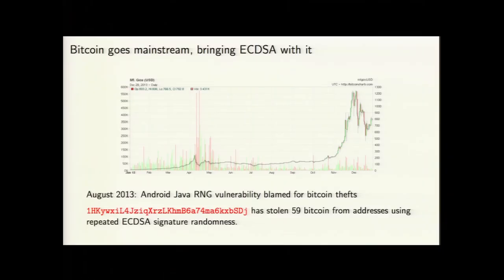It's possible to get around this, but if you don't know how to get around it, then you might have an accident, as hundreds of people did with their bitcoins. There is some enterprising soul with this Bitcoin address who has been watching the blockchain for the past 9 months or so and stealing Bitcoins from people who happen to use bad randomness in their Bitcoin transactions. This person now has more than 59 Bitcoins. Some of these ended up being due to an Android Java random number generation vulnerability that was disclosed in August. Not all of them are. So it's interesting what happens when you suddenly have irreversible transactions that are secured only by crypto standards and implementations from random people on the internet.